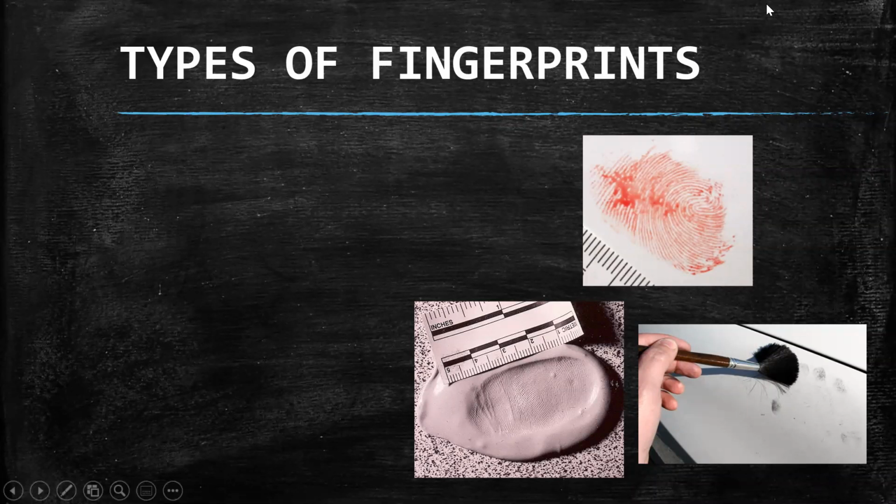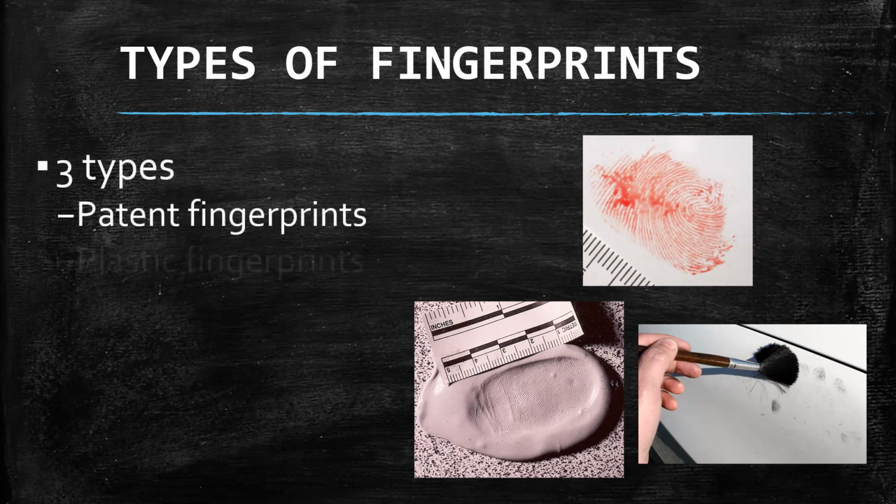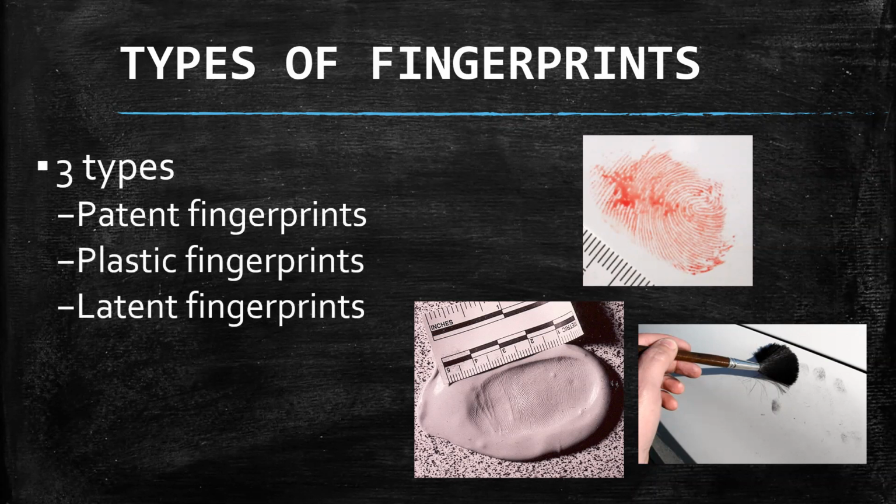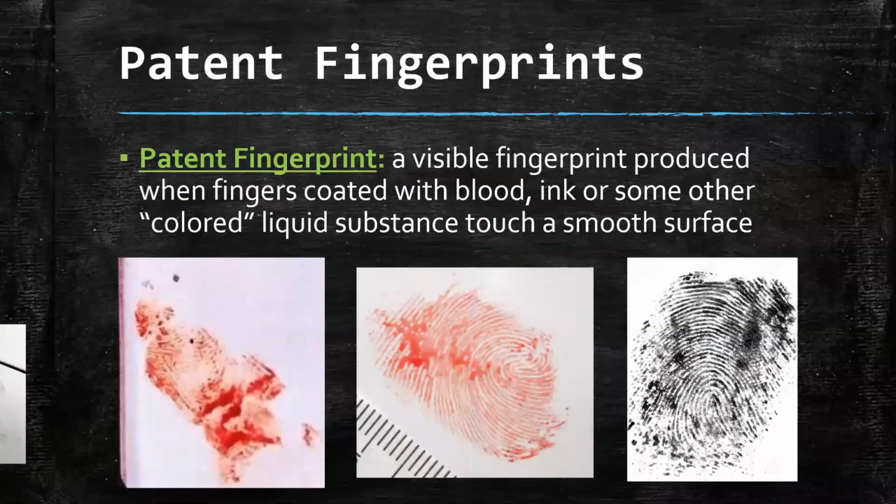So our last lecture on fingerprints is talking about specific types of fingerprints as far as what you could find at a crime scene. There are three types of fingerprints you could potentially find and locate at a crime scene: patent, plastic, and latent. So a little bit of information on those.